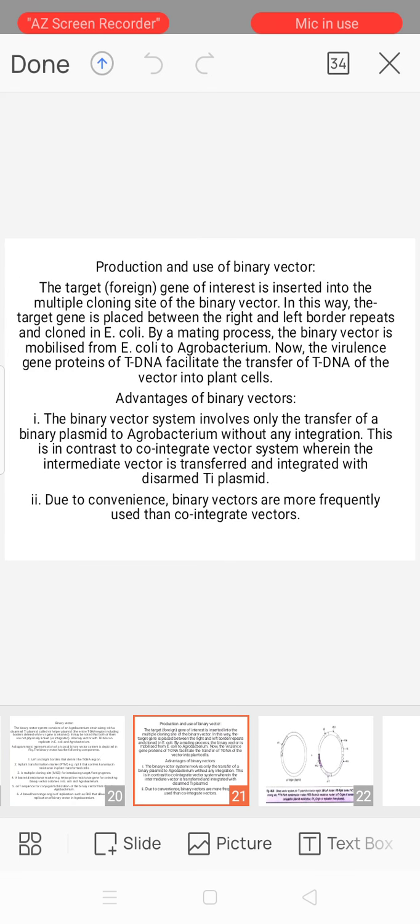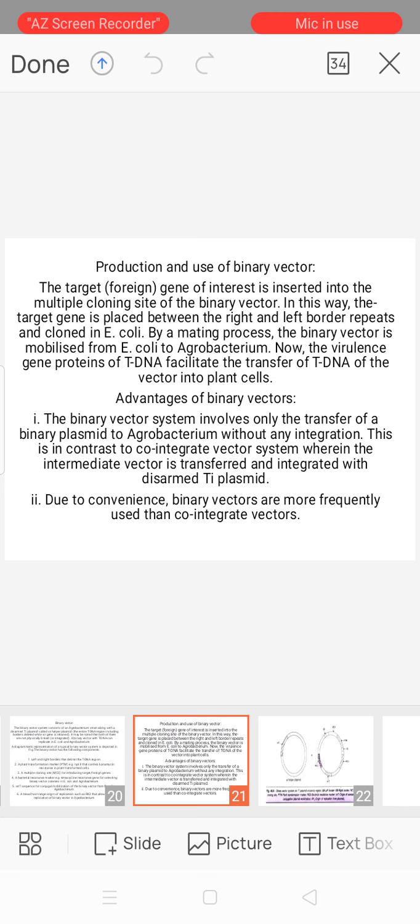Production and use of binary vector. The target gene is inserted into the multiple cloning site of the binary vector. In this way, the target gene is placed between the right and left border repeats and cloned in Escherichia coli. By a mating process, the binary vector is mobilized from Escherichia coli to Agrobacterium. Now the virulence gene proteins facilitate the transfer of the T-DNA of the vector into the plant cell.